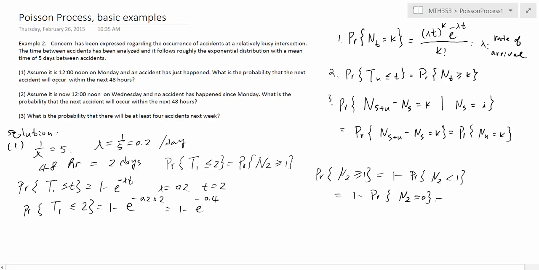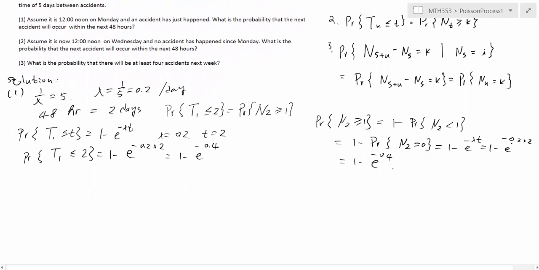If we plug in the formula, that's going to be 1 minus. When k is 0, this is 1, and this is 1, and then we have simply e to the negative lambda t. Lambda is the same, so 0.2 times 2, and of course we have the same answer, 1 minus e to the negative 0.4. So this answers question number 1. Now let's look at question number 2.